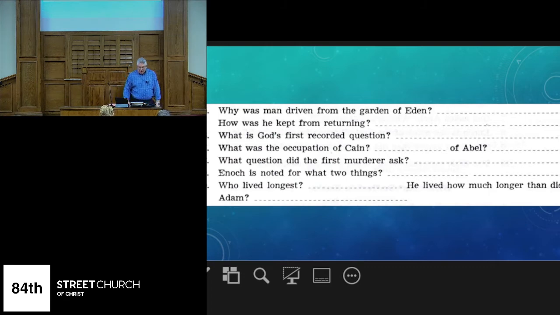What was the occupation of Cain? Farmer? Okay. Tiller of the ground. Farmer of some kind, or many kinds maybe. What about Abel? A shepherd. Tended animals.